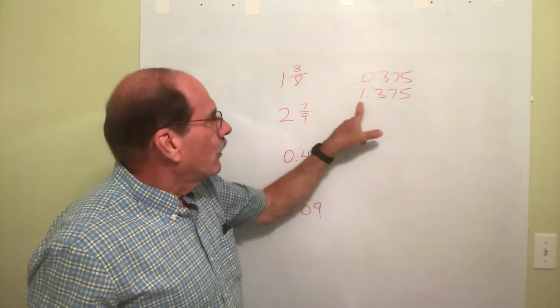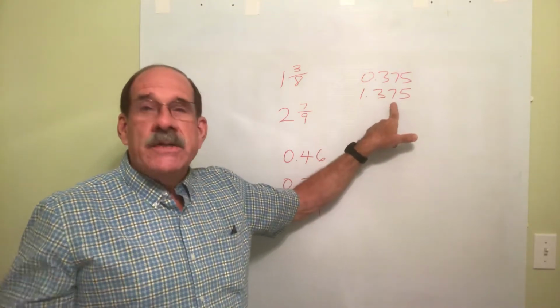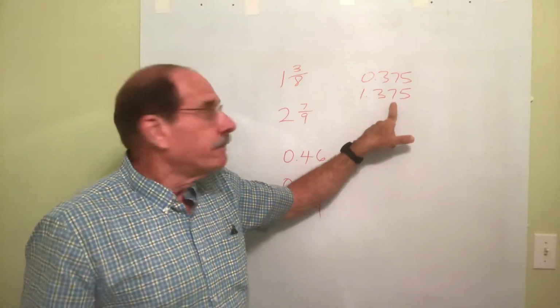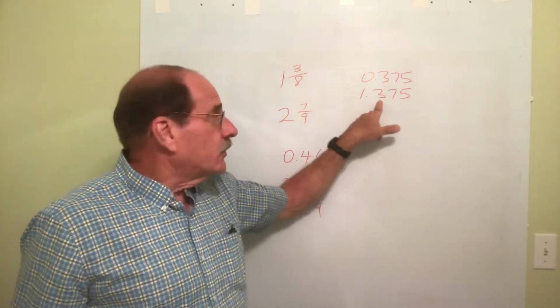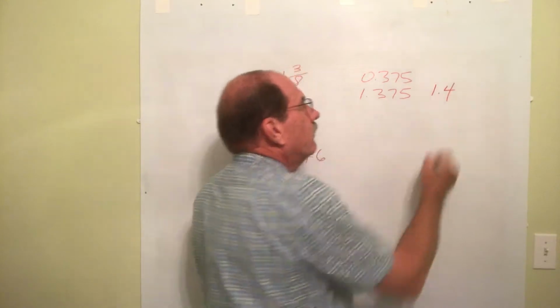But wait. 1.3, that's not good enough. I need to know what the next number is. Since that's 5 or more, it's 7, I'll make this the next higher number. So the best answer for this is 1.4.